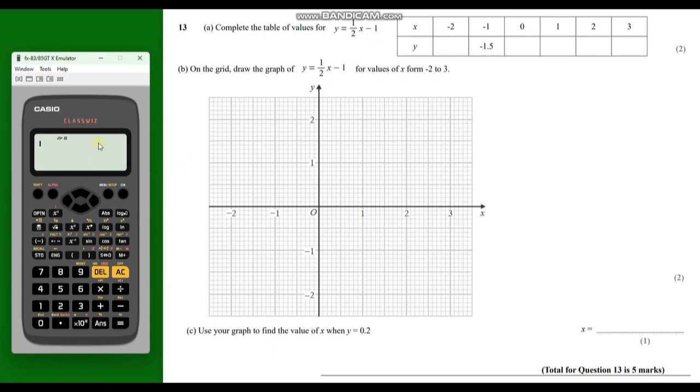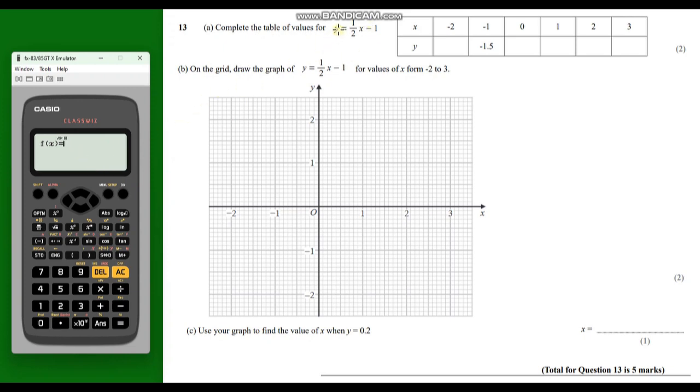So at the moment, you'll just be in the standard calculate mode. If you press menu, here you can see you're in calculate mode. But if you go to number 3, you can just type in 3 or you can scroll along to 3. You can see it says table mode. So if you press equals, now you can enter your equation into the calculator.